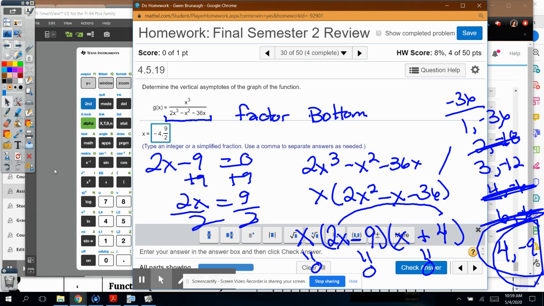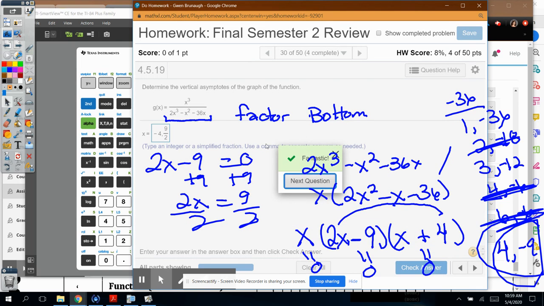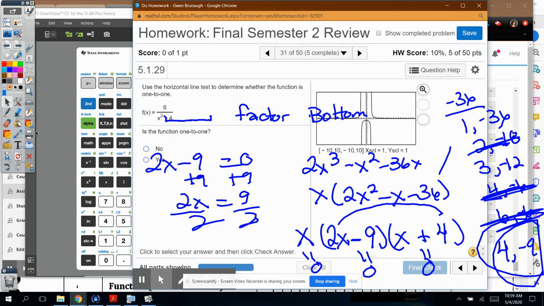It's a domain restriction, but it's not a hole. So that 0 does not count. Okay, so the 0 doesn't count. It's just the two numbers. Whew, this has been a struggle so far. I could have used review myself.